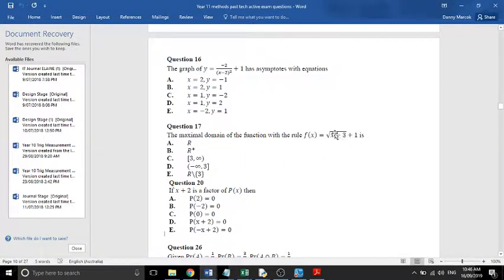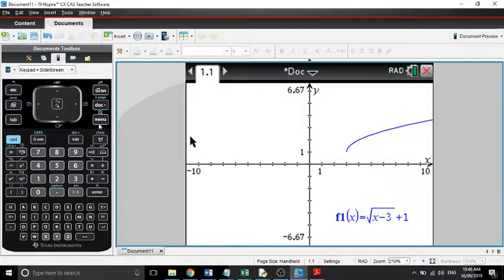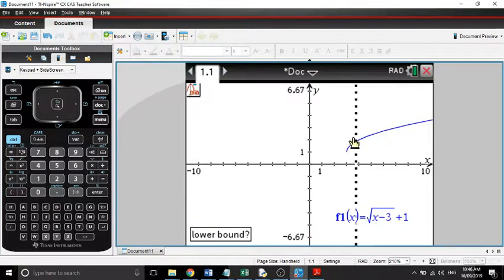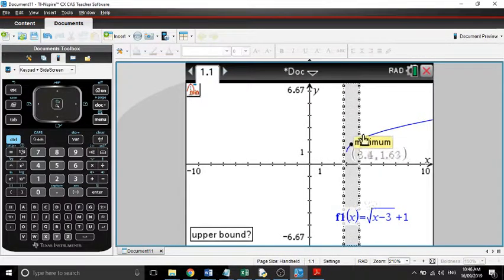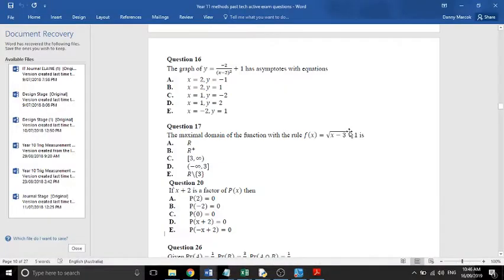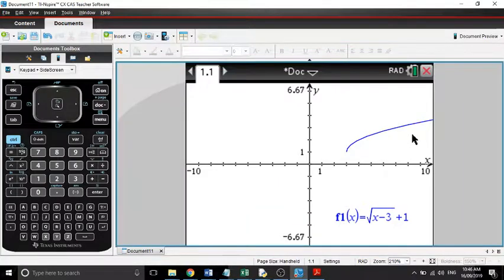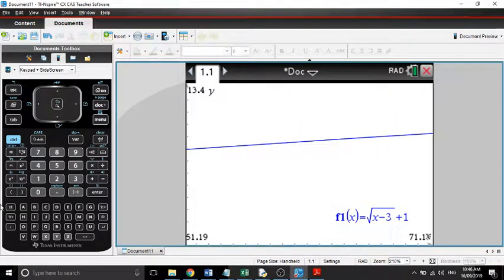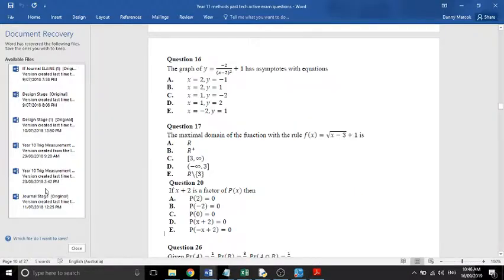So it looks like the minimum doesn't work. Let's try it again one more time. Menu, analyze graph, minimum from here. That's incredibly frustrating. Anyhow, it is from 3 to infinity, because if we keep going to the right, then it just goes on forever.